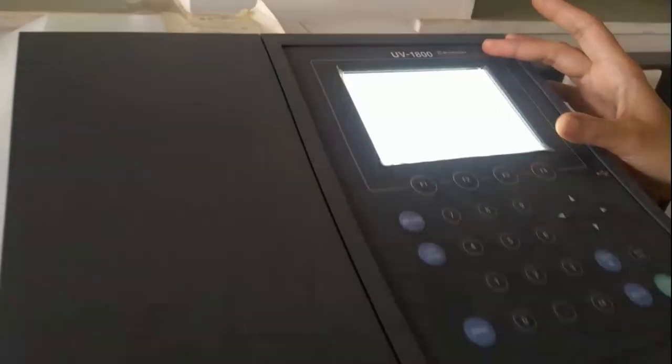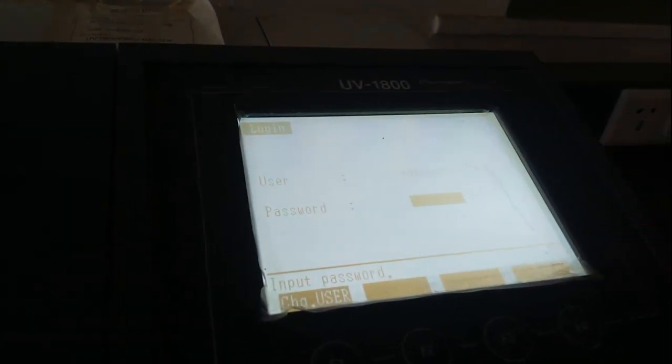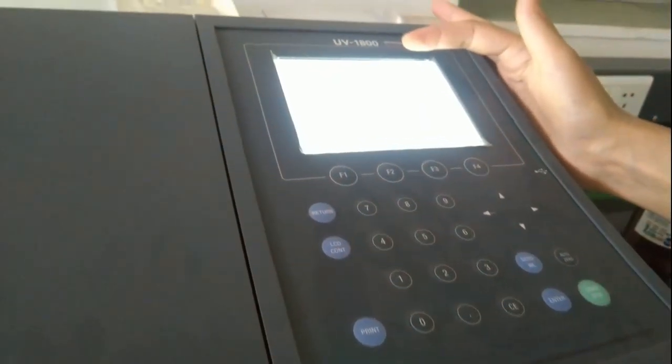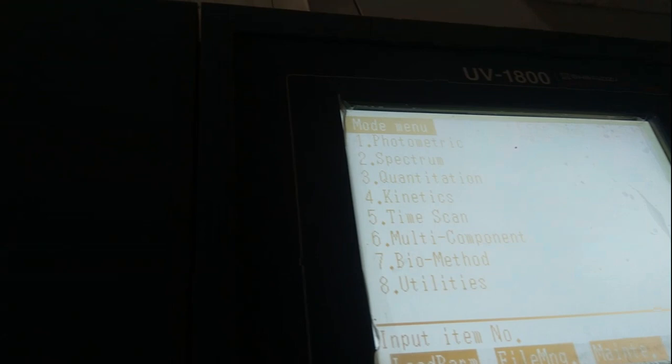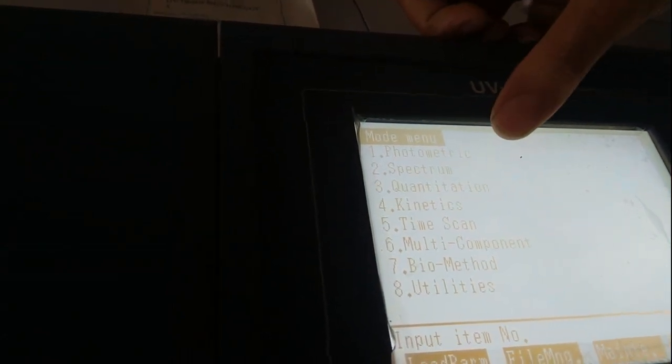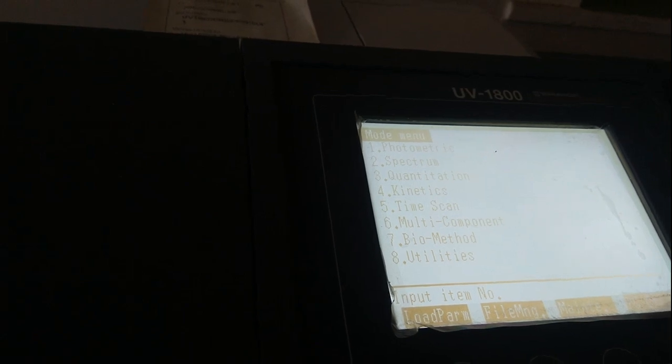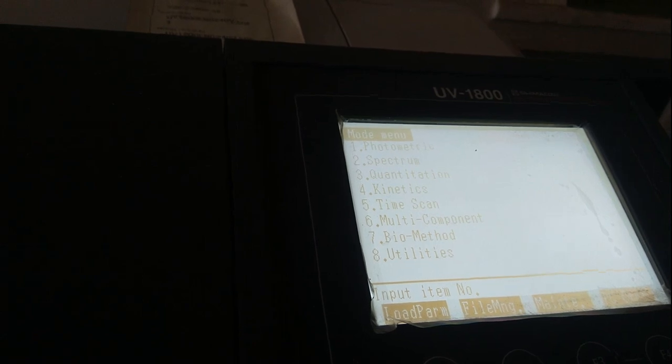So you can see when we switch it on, you can see the window. So we are going to press enter. Now you can see here the various modes, starting from photometric, spectrum, quantitation and so on. The mode which we are going to use is spectrum mode. That is, first we will scan the spectrum of ibuprofen and then we will find out the maximum absorbance, that is absorbance at the peak wavelength.